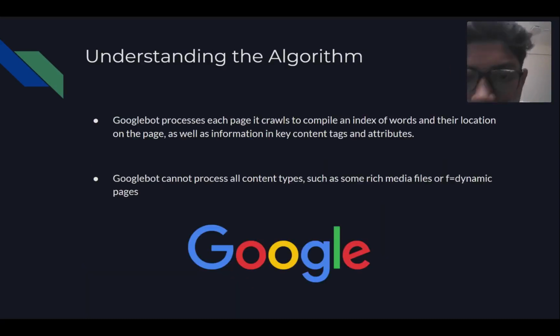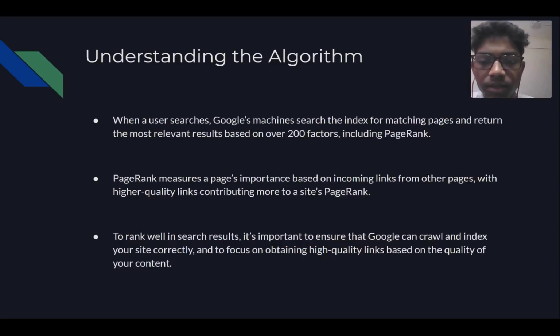Let's understand the algorithm. Googlebot processes each page it crawls to compile an index of words and their location on the page, as well as information in key content tags and attributes. Googlebot cannot process all content types, such as some rich media files or dynamic pages. When a user searches, Google's machines search the index for matching pages and return the most relevant results based on over 200 factors, including PageRank.